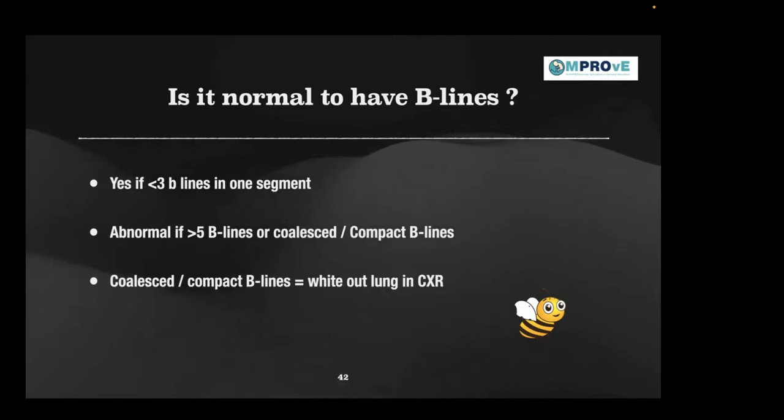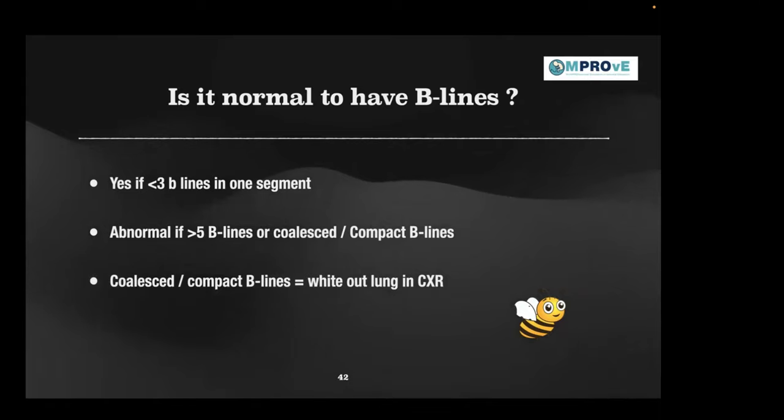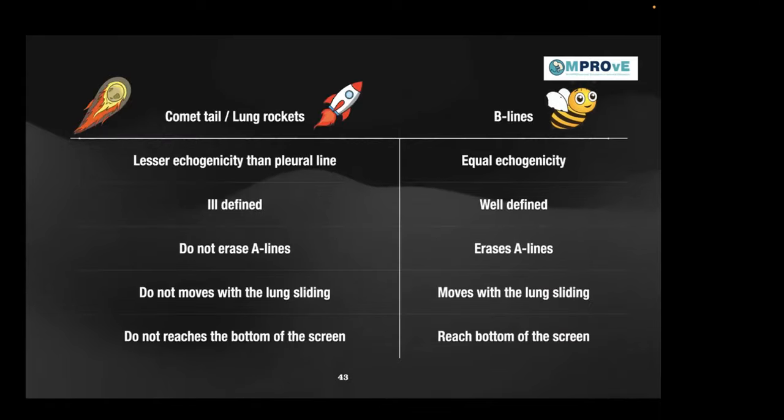Compact B lines or coalescent B lines, consider it as a white-out lung in chest X-ray. When you see a white-out lung in chest X-ray, something is fluid with air, or there's an inflammation, again exudates and loss of air, you see a white-out chest X-ray. And exactly the same thing, you see compact B lines on the lung ultrasound.